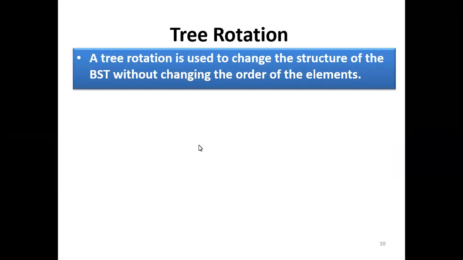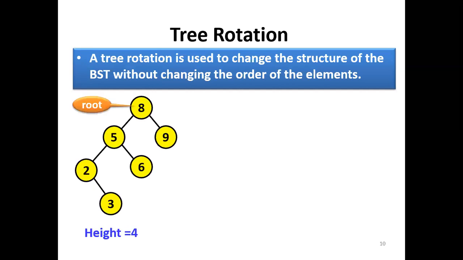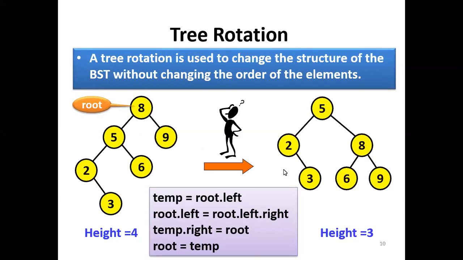So let's now look at the tree rotation. A tree rotation is used to change the structure of the binary search tree without changing the order of the elements. This is exactly what we said in the previous slide. Now let's explain what we mean by changing the structure without changing the order of the elements. If we perform a tree rotation on this, what we're going to have is this tree. And now you see that the height has been reduced from 4 to 3.